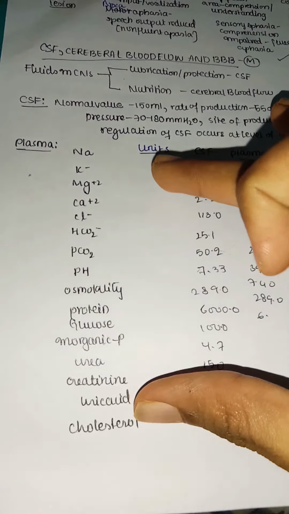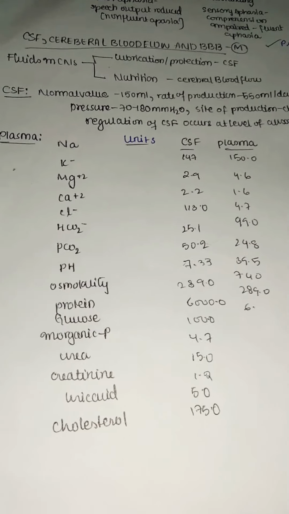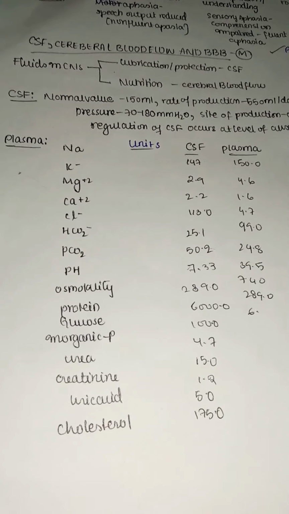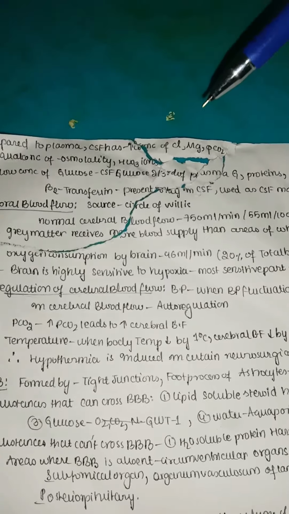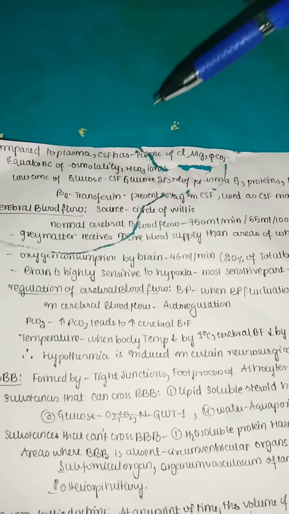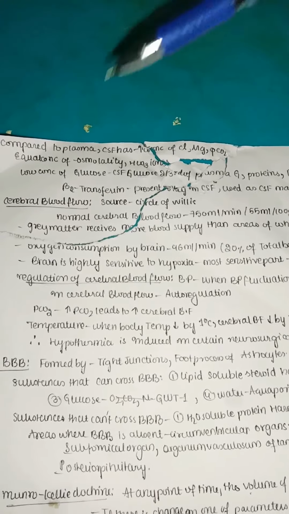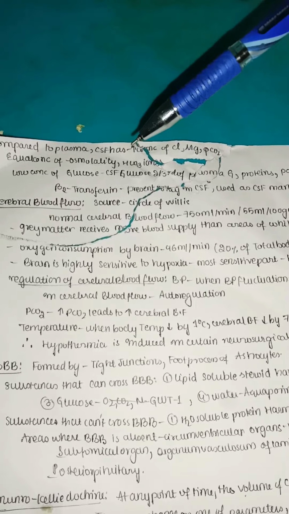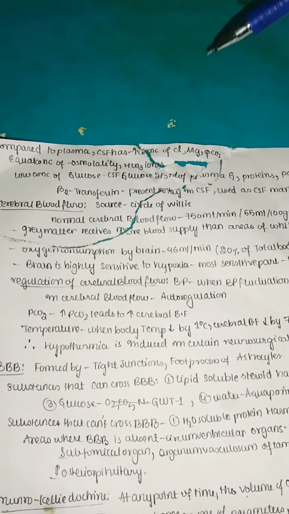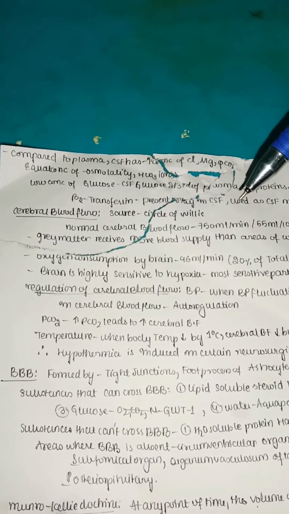Later you can see the plasma values of sodium and all these ions in plasma and CSF. We are comparing them to see which is higher and which is lowest. Compared to plasma, CSF has the highest concentration of chloride, magnesium and partial pressure of carbon dioxide, very important. Plasma and CSF have equal osmolality and bicarbonate ions, but there is a low concentration of glucose in the CSF.